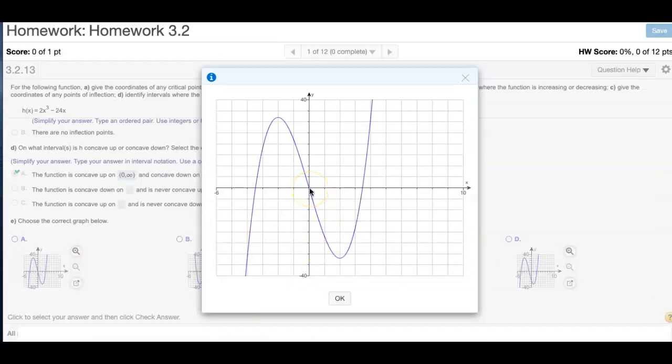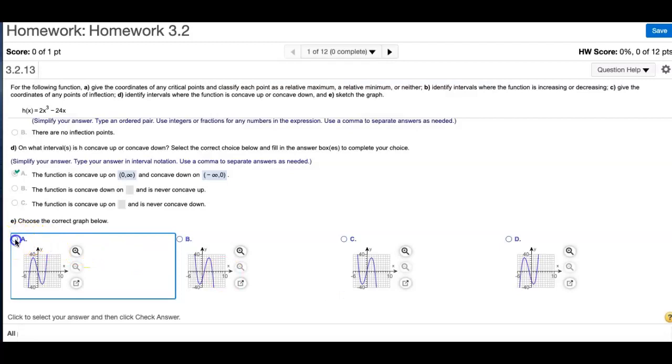Point of inflection, obviously, I can see it is concave up to the right side of 0, concave down to the left side of 0, increasing from negative infinity to negative 2, and 2 to positive infinity, and obviously decreasing from negative 2 to positive 2. I love graph A. I think A is the answer. I'm going to click on A and check answer.